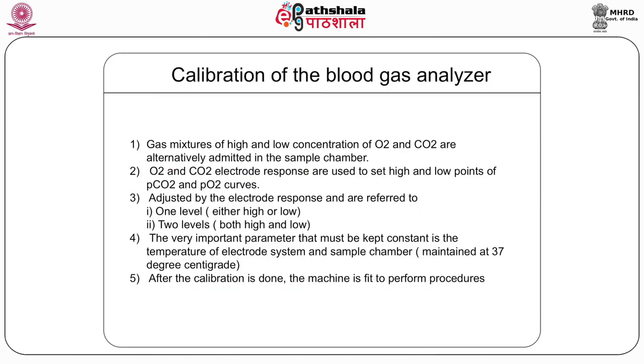First, the gas mixtures of high and low concentration of O2 and CO2 are alternately admitted in the same chamber. Then the O2 and carbon dioxide electrode responses are used to set high and low points of partial pressure of carbon dioxide and partial pressure of oxygen curves. Now, adjusted by the electrode responses that are being referred to one level, either high or low, or two levels, both high and low. The very important parameter that must be kept constant is the temperature of the electrode system and sample chamber, which is maintained at 37 degrees centigrade. After calibration is done, the machine is fit to perform the procedures.